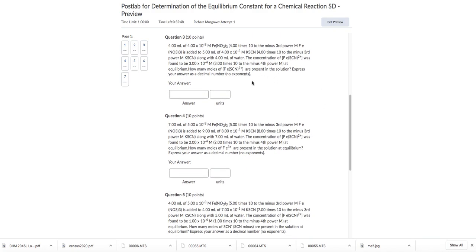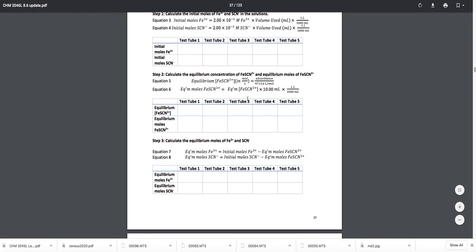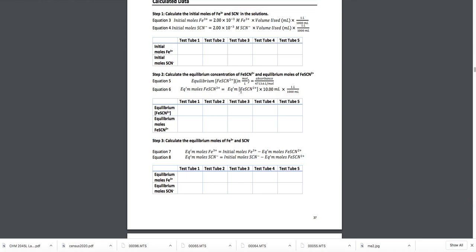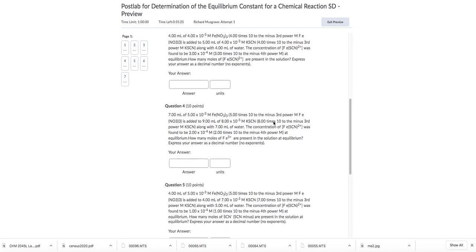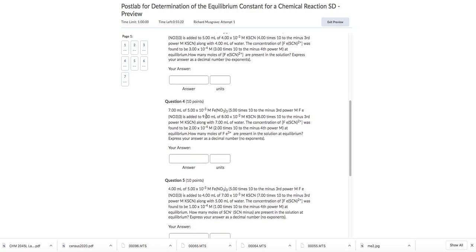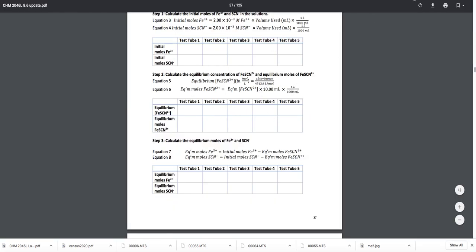For this one here, we're interested in the number of moles of FeSCN2+ in the solution, and again you've got an equation for that here. We've got the equilibrium moles of FeSCN2+, which is going to be the concentration multiplied by whatever the total volume is here. And you can see that the total volume, you're actually going to have to calculate that because you've got 9 mils of this, you've got 7 mils of this, and you've got 7 mils of water as well. So all those things need to be added together, and that will give you the total volume of solution there, which won't be 10 mils like it is here, it'll be something else.